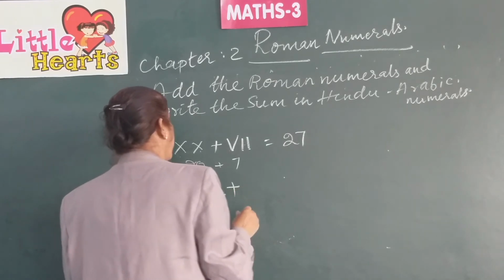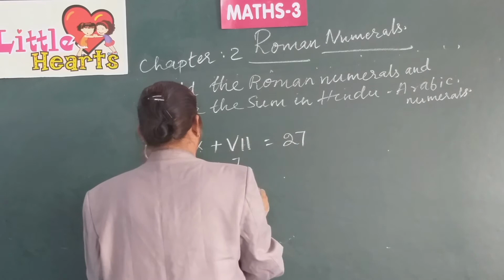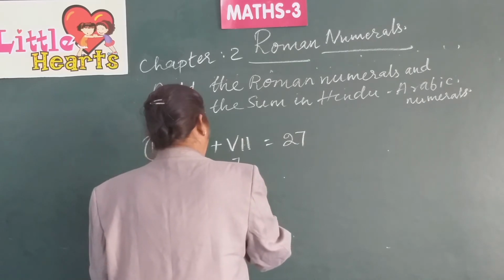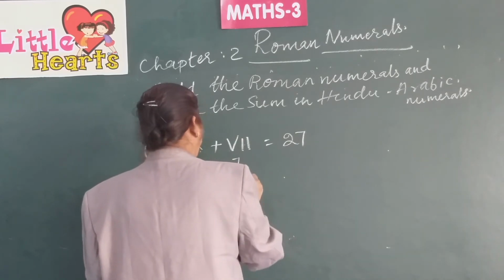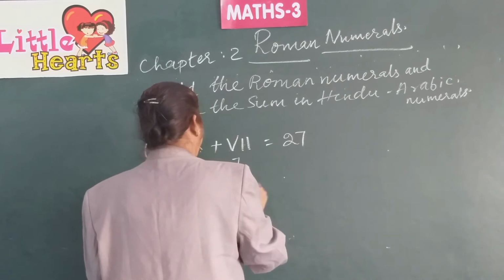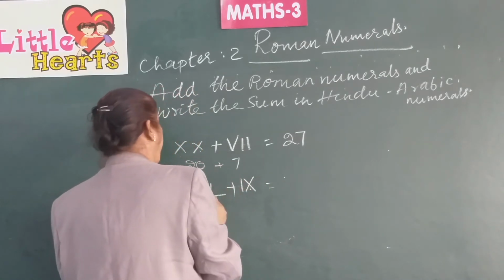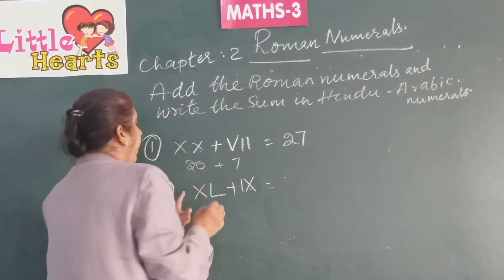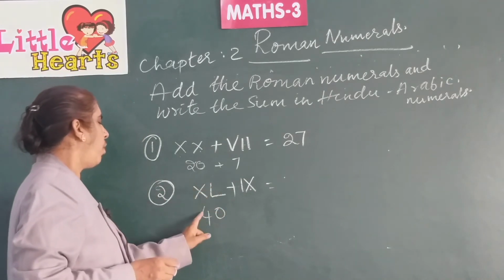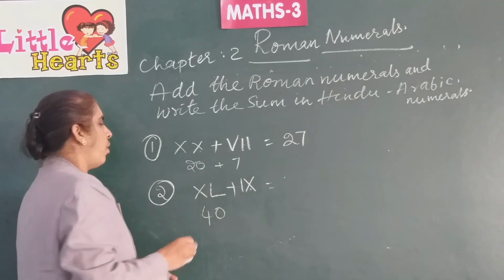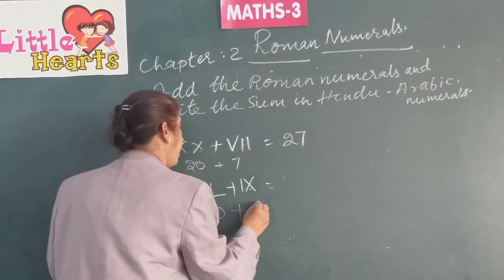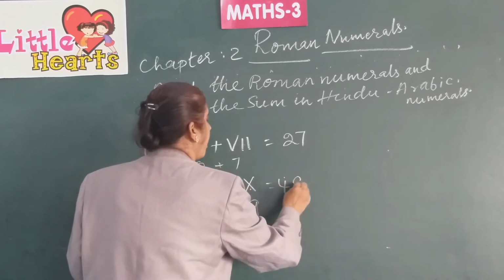XL plus IX. XL is 40, 50 minus 10. X is to the left of L. 40 plus 9, that is 49.